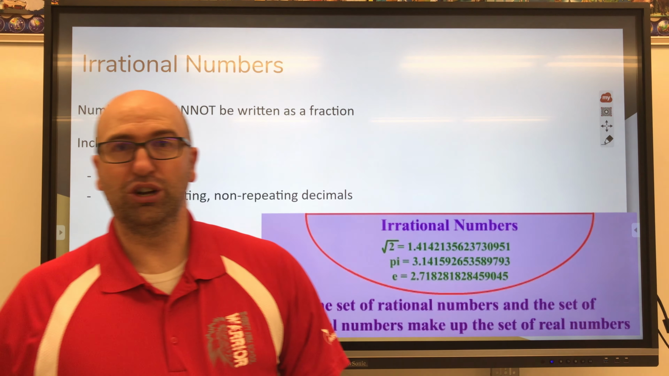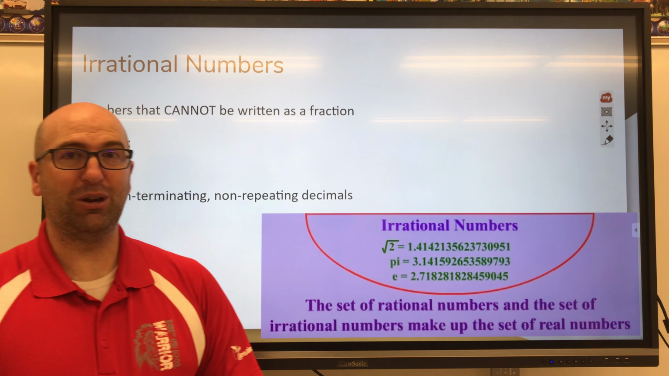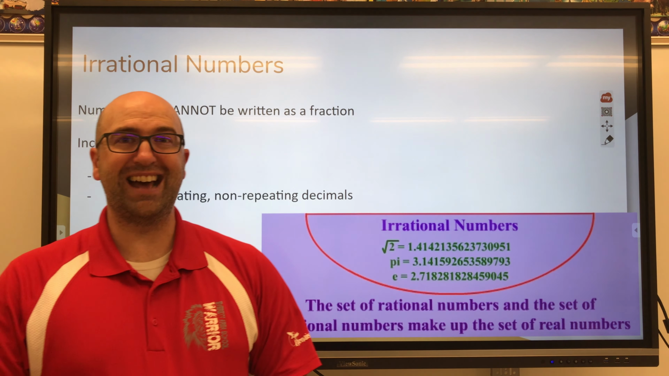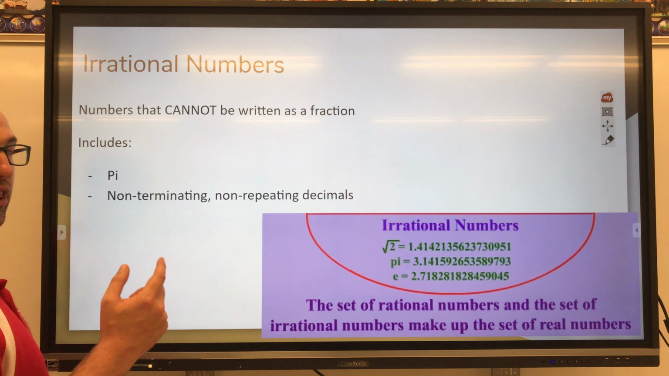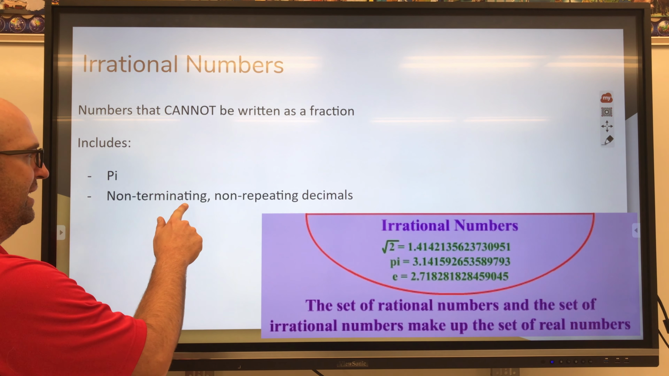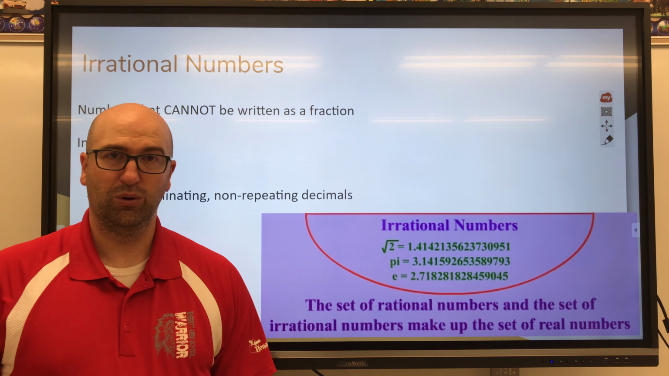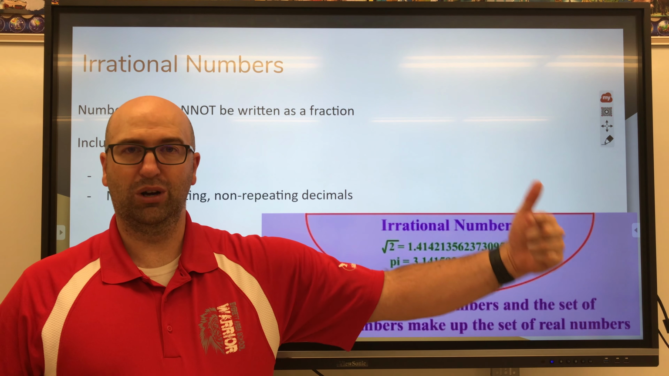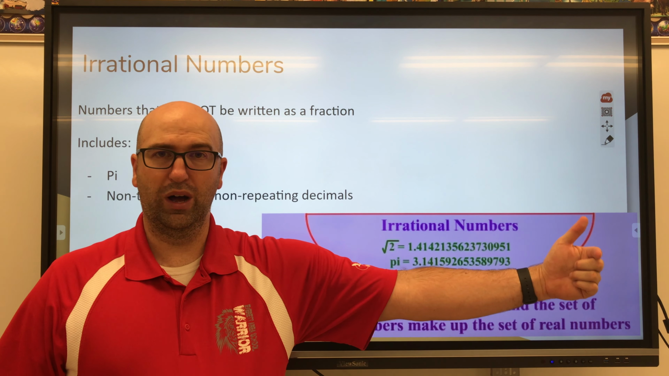Now let's look at irrational numbers. Irrational numbers are ones that cannot be written as a fraction. The most notorious of the irrational numbers is our friend pi, 3.14, with a bunch of digits after it. So it just keeps going on and on as a decimal. So pi is one of those examples of a non-terminating, non-repeating decimal. The decimal just goes on and on, and it does not repeat. It does not stop. Those numbers are irrational numbers.